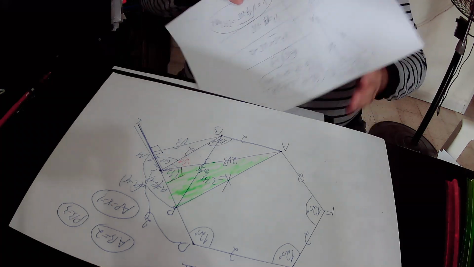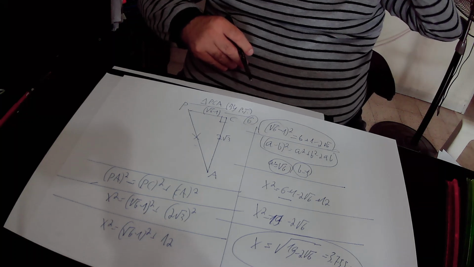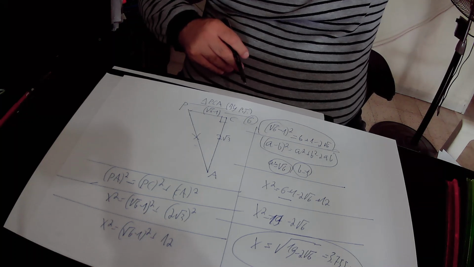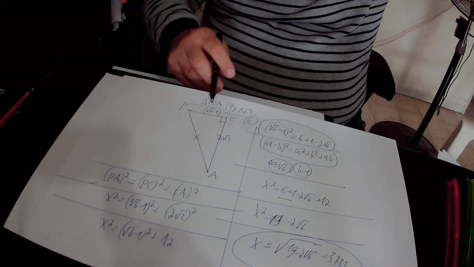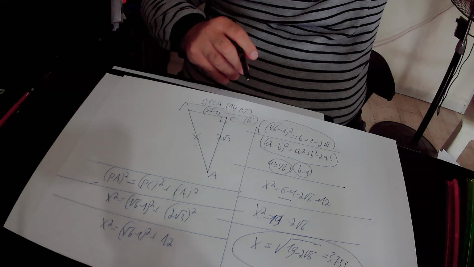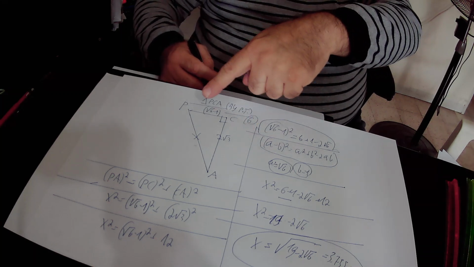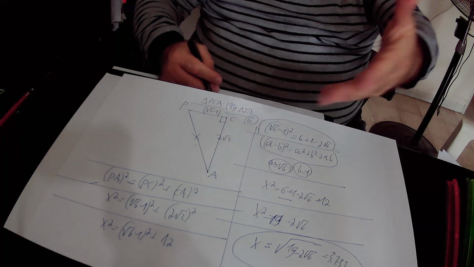This is the right triangle PCA that I copied from the original drawing, and here we know that PC equals the square root of 6 minus 1 units, CA equals 2 times square root of 3 units, and PA, the hypotenuse, equals X according to what is given in the question.